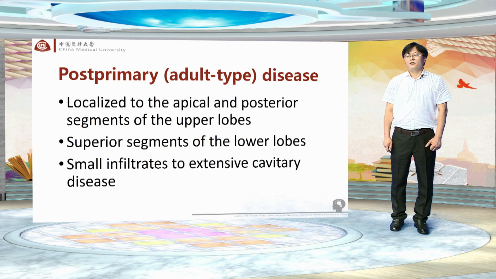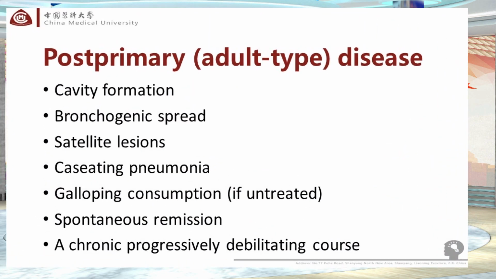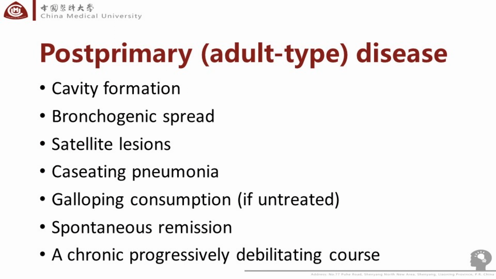The lesions have a very broad spectrum, from small infiltration to extensive cavitary disease. In post-primary disease patients, cavity formation is quite common. We can also see bronchogenic spread and satellite lesions in this type of patient. Caseous pneumonia is also frequently seen in post-primary TB patients.